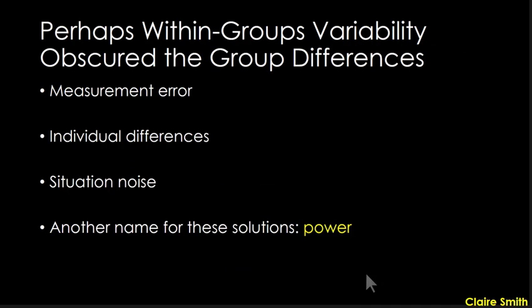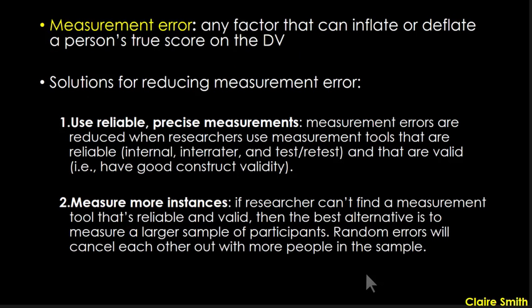Maybe within-group variability obscured group differences. So again, more things we're going to talk about: measurement error, individual differences, situation noise, and finally power. The first, measurement error, is any factor that can inflate or deflate a person's true score on the dependent variable. So the way that we're measuring, for some reason, there's an issue with that.